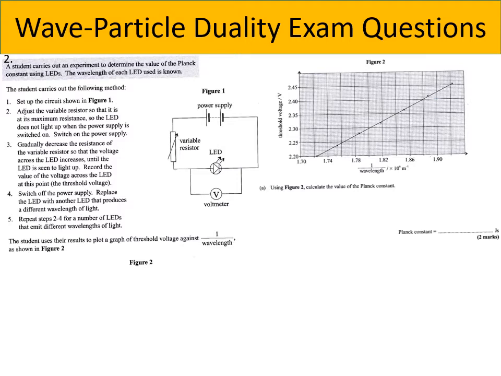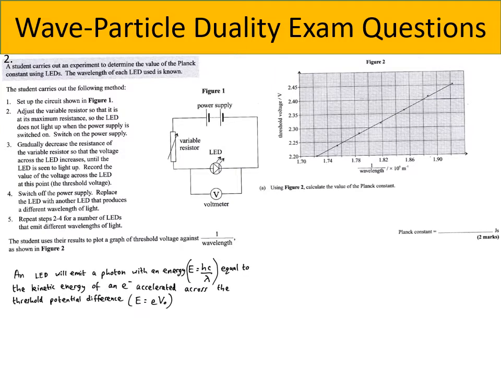So at the threshold potential difference, the energy transferred by an electron in the LED is approximately equal to the energy of the single photon it emits. So we can therefore say that an LED will emit a photon with an energy E equal to hf, which you can write as E equal to hc divided by lambda. So this energy is equal to the kinetic energy of an electron, which is accelerated across the threshold potential difference, given by the equation E equal to eV naught, where V naught is the threshold voltage.